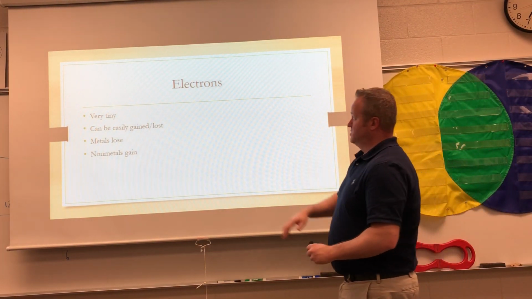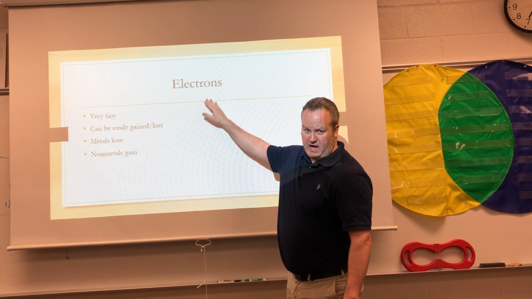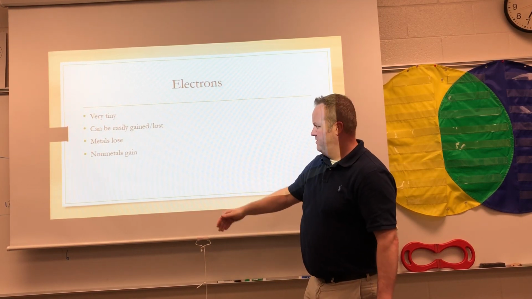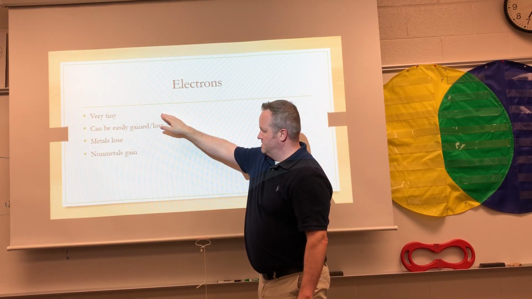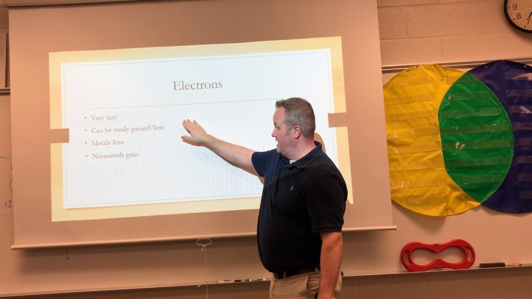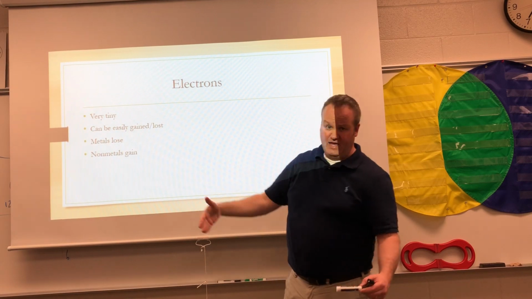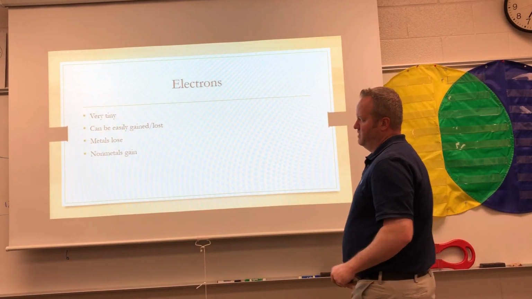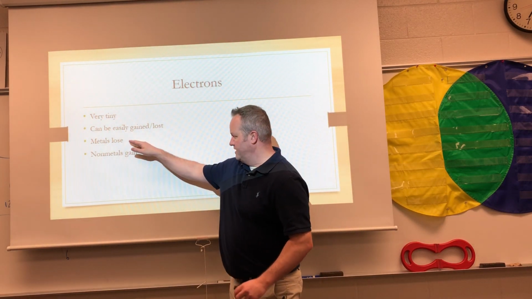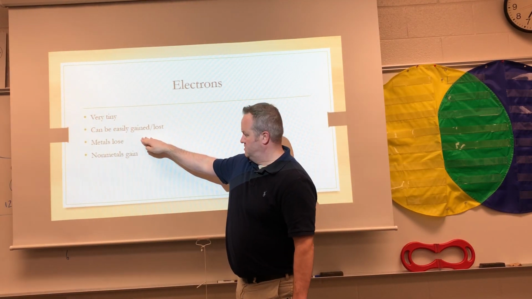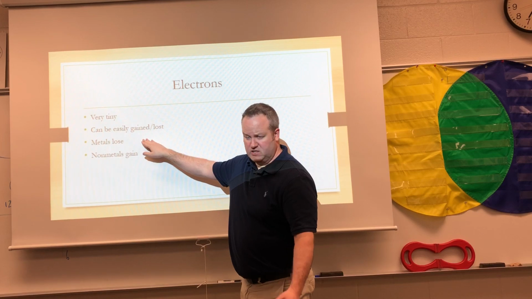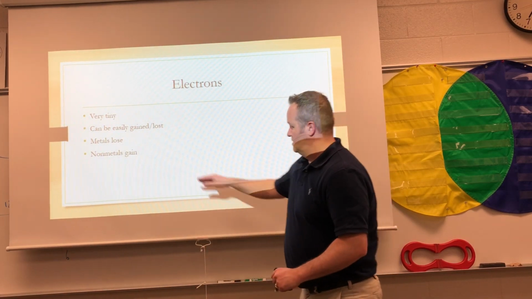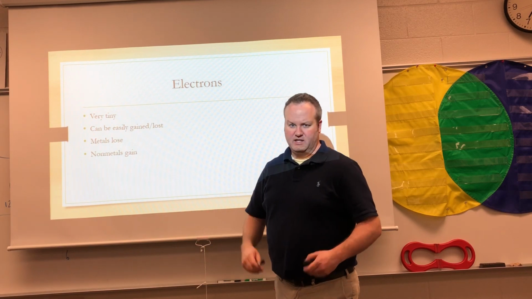With regards to electrons, they are very tiny. Negative charge, we've already talked about that. But because they are very tiny, they can very easily be gained or lost. So you will not have that equal number that we talked about. Typically, on the periodic table, metals will lose electrons, anywhere between 1 and 3 in most cases. Nonmetals will gain electrons.